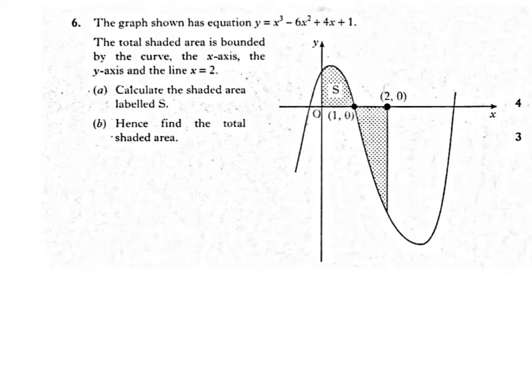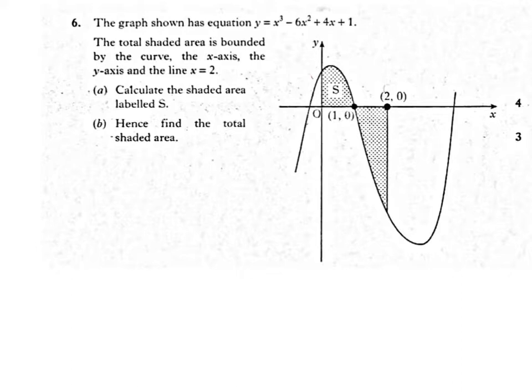14, question 1. The graph shown has equation y equals x cubed minus 6x squared plus 4x plus 1. The total shaded area is bounded by the curve, the x-axis and the y-axis, and the line x equals 2. Calculate the shaded area labelled S, hence find the total shaded area.